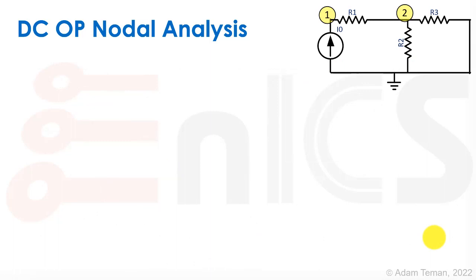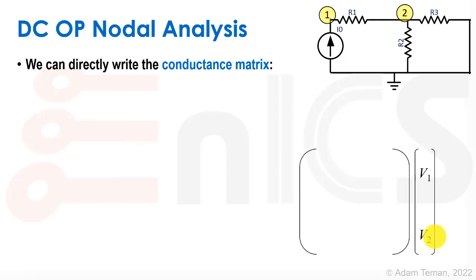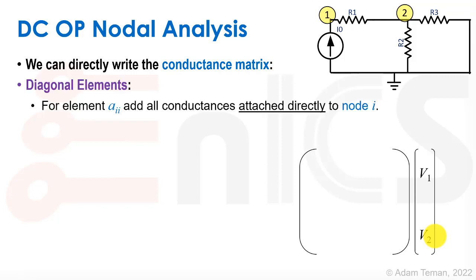If we look closer at this, we can directly write out the conductance matrix, and that's a cool thing, and allows us to make a quick algorithm that can do this with a computer. So the algorithm is that for the diagonal elements of the conductance matrix, every element Aii, we add all the conductances that are attached directly to node i. Let's take node 1, that's A1,1. We look at all the conductances that are attached directly, and the only resistor here is R1. So what we get over here is G1.